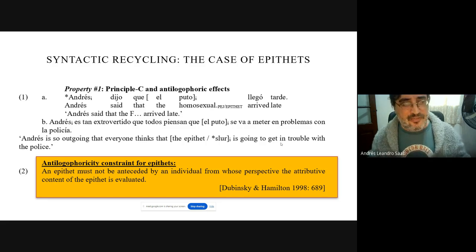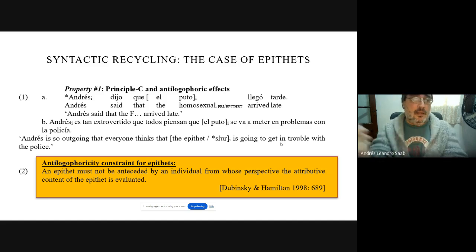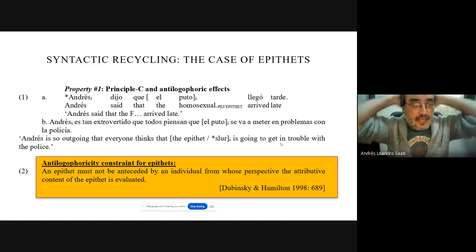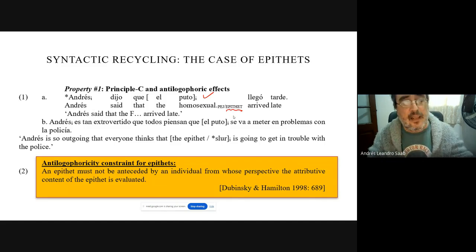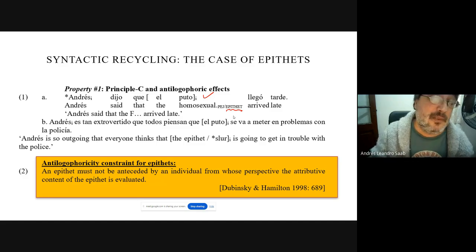But when you look at the facts closely, you see that what is going on with epithets is that they are antilogophoric, right? So if you say "Andrés dijo que el puto llegó tarde," you get a principle C violation, okay? But you can also obtain a violation of the anti-logophoricity constraint that you have below, which says that an epithet must not be anteceded by an individual from whose perspective the attributive content of the epithet is evaluated. If you change the perspective, then you can see that the epithet is felicitous, but the slur is not.